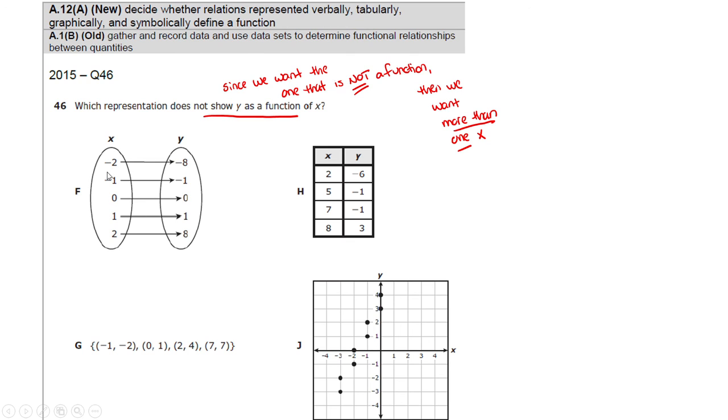So look at F. Does it have more than one x? Does H have more than one x? Does G have more than one x? Or does J? And the answer that you hopefully said was J. Now each one of these dots that are right on top of each other means that x is repeated. So J is my answer.